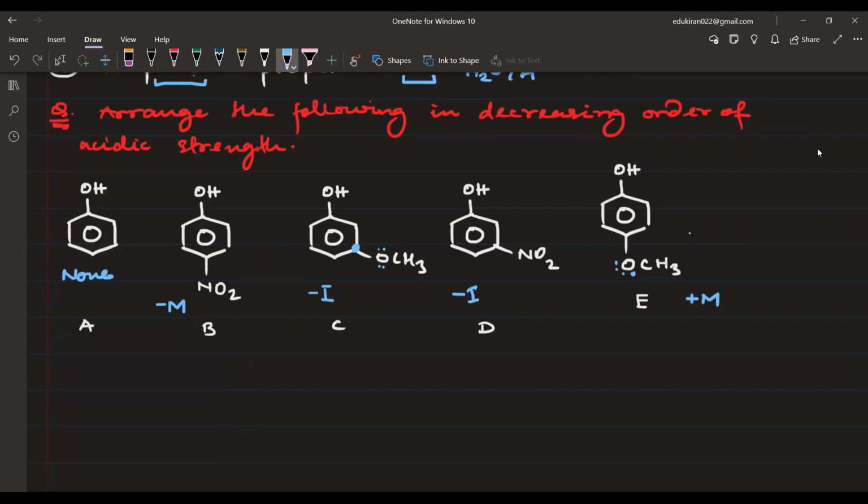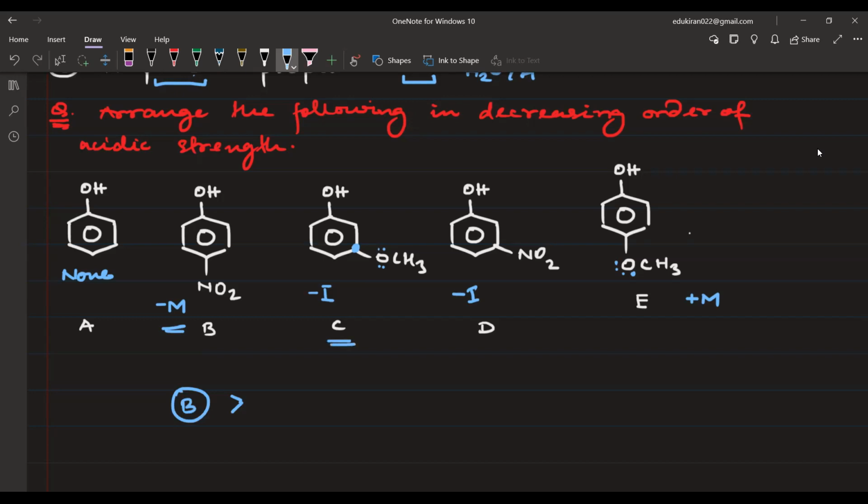Okay, now let us look at this. I think we can do it very easily. First of all, we can say that this E will be least, because it has plus M. What is the order? Plus M is the least, then we have plus I, then none, then minus I, then we have the most acidic, minus M. So if you have to go from highest acidic character, decreasing order, that means we have to start with the strongest acid. The strongest acid here is minus M. We have only one, so we don't have to choose anything. We'll just write here B, followed by minus I.